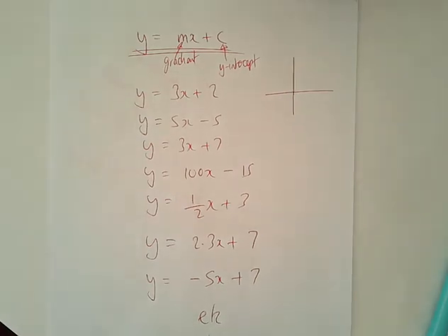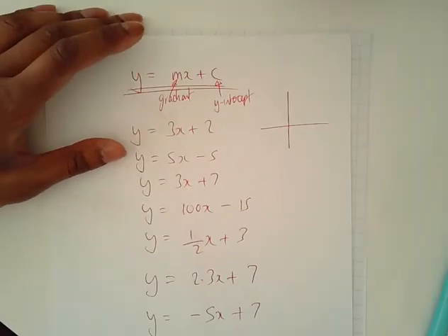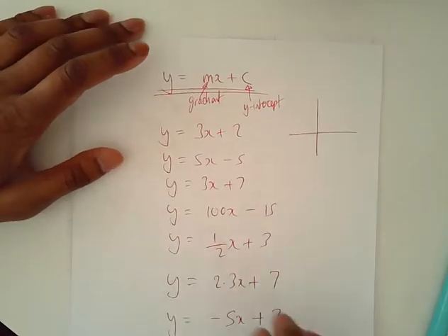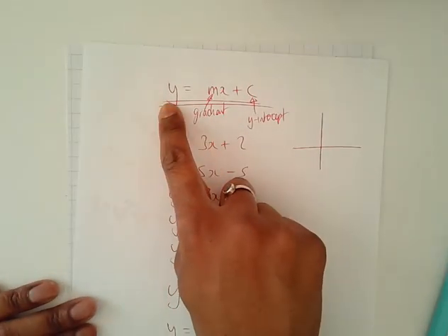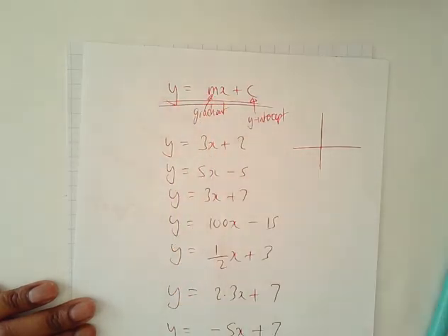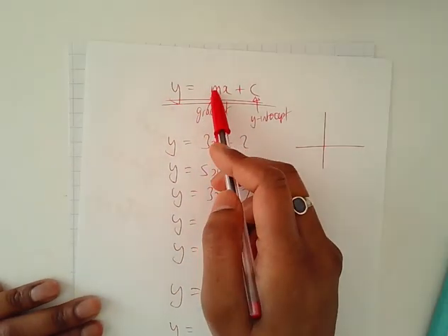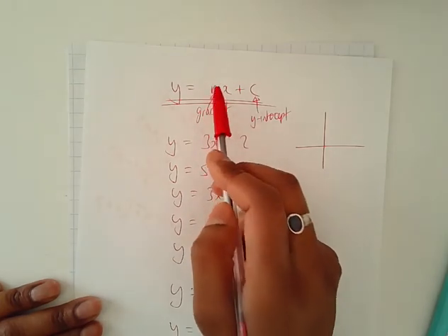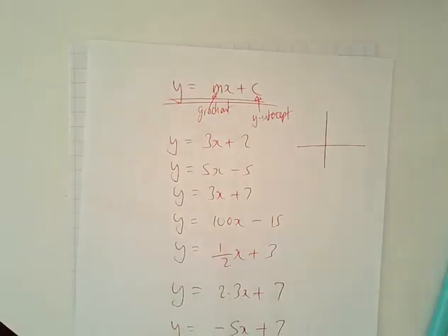I'll show you straight line graphs. Equations of a straight line are represented in the form y equals mx plus c. Now what is that? Well, the m stands for the gradient. The number in front of the x will be the gradient. What is the gradient? How steep something is.